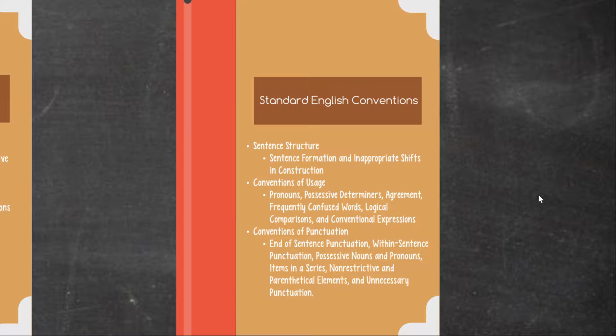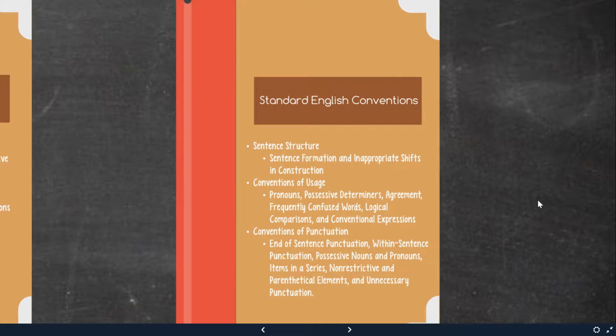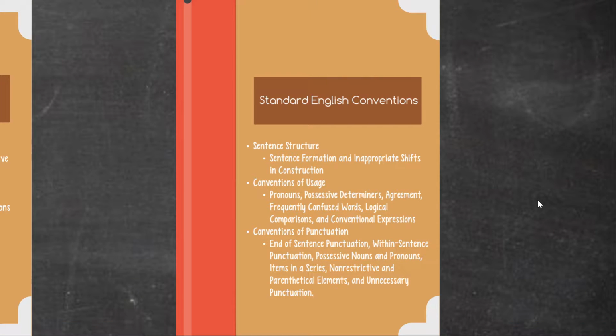Standard English conventions. We have sentence structure, which is related to sentence formation and inappropriate shifts in construction. Conventions of usage, which includes pronouns, possessive determiners, agreement, frequently confused words, logical comparisons, and conventional expressions. And finally, conventions of punctuation, and end of sentence punctuation, within sentence punctuation, possessive nouns and pronouns, items in a series, non-restrictive and parenthetical elements, and unnecessary punctuation.